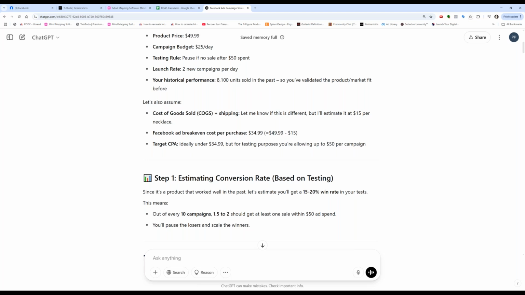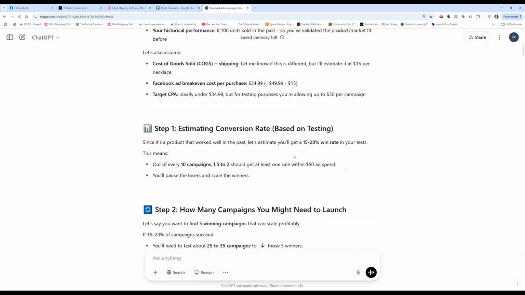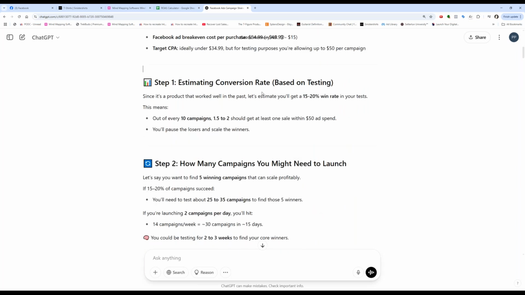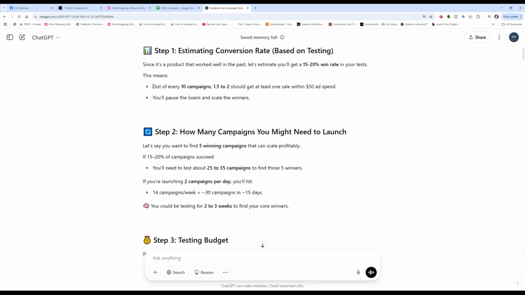Facebook ad break-even cost per purchase, $34.99. So I just went with what they said: $49.99 minus 15. Target CPA, ideally cost per acquisition, under $35. But for testing purposes, you're allowing up to $50 per campaign. Step 1, estimating conversion rate based on testing. Since it's a product that's worked well in the past, let's estimate you get a 15 to 20% win rate. Okay, so they are estimating my rate. That means out of 10 campaigns, 1.5 to 2 should get at least one sale within $50 ad spend. You'll pause the losers and scale the winners.